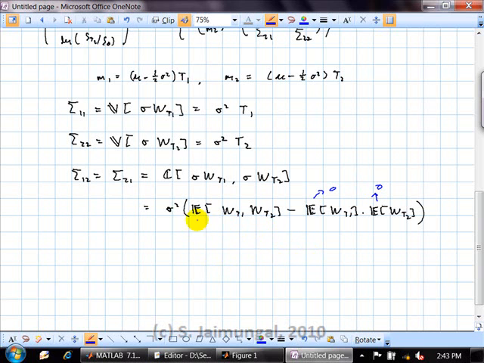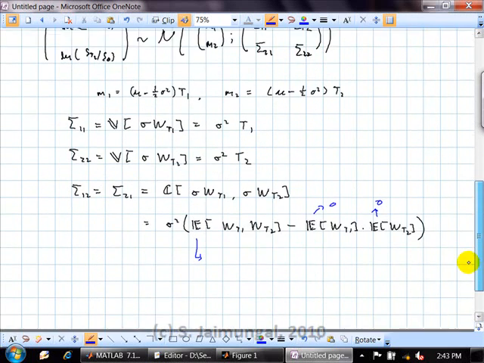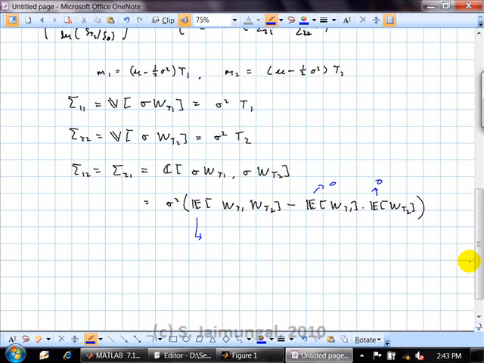And how do I compute this expectation? We have the Brownian motion at two different points in time. T2 is bigger than T1. I didn't actually specify that here, but I should have. T2 is bigger than T1, the obvious choice. How do you compute that expectation? Yeah, exactly. Use the incremental property. Use the independence of increments.